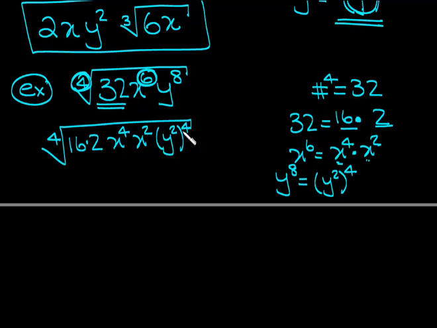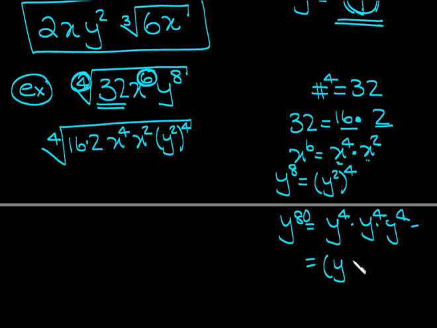I could have also written y to the 8 as y to the 4 times y to the 4. That would have worked. But what if I had made this y to the 80? I wouldn't keep writing y to the 4 twenty times like that. I'd go crazy. So if it was 80, we could have written it with a 4 outside and 20 on the inside. Just keep that in mind. Sometimes it's better to be a bit more efficient with your writing.